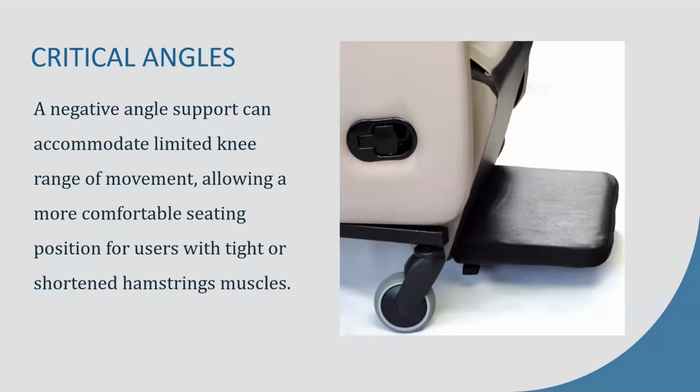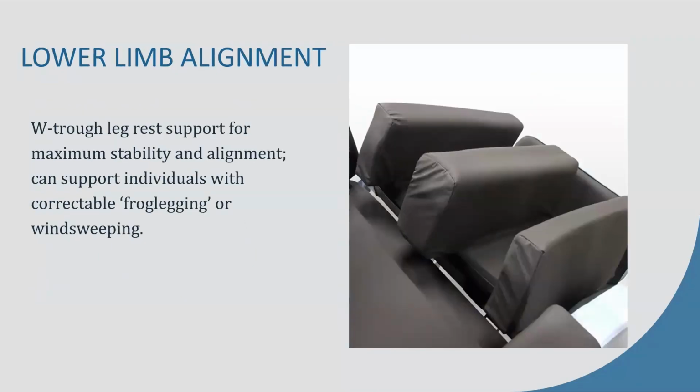It can help with the critical angles for sit-in. So I mentioned negative angle supports. This may be indicated to accommodate limited knee range of movement, allowing a more comfortable sitting position for users with tight or shortened hamstring muscles. It can also facilitate safer standing by allowing optimum foot placement underneath, so we get the nose over the toes to help with that sit to stand process and getting those feet stable on the floor. It can help with lower limb alignment as well.